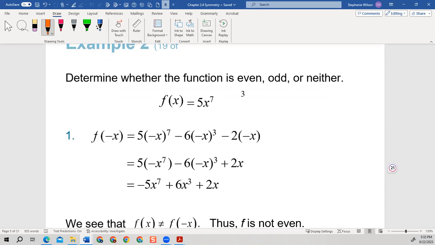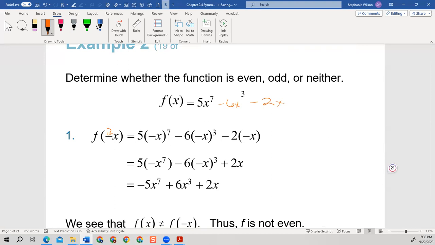So let's look at this one here. This example says, determine whether the function is even, odd, or neither. Okay, so you're given f of x is equal to 5x to the 7th minus 6x cubed, that 3 goes on there, minus 2x. So what we're going to do is apply the negative to the x. So we're going to put it everywhere as we see it, right? So we've got this negative sign going on.